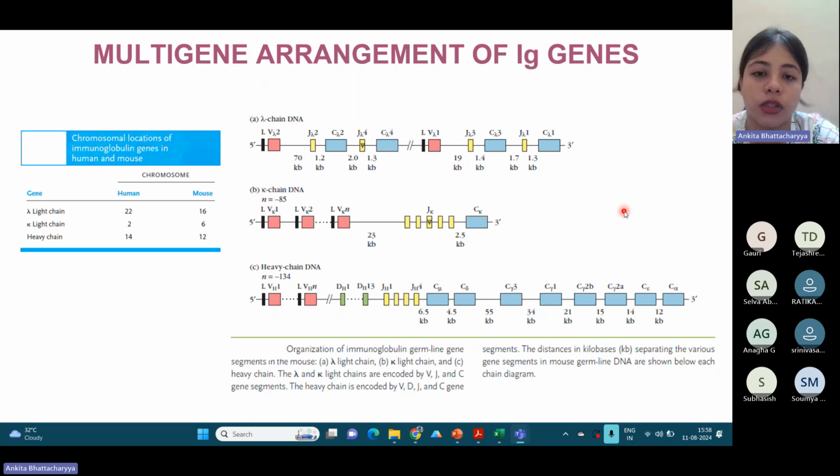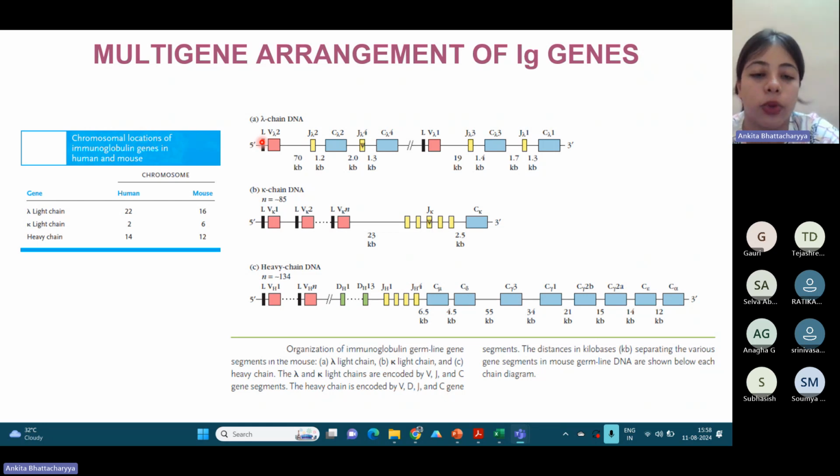So I'm not going to repeat the same thing, but if you just glance at it, you see that kappa chain DNA has only one constant region, and all of the J regions are clubbed together. On the other hand, for lambda chain, every V region is interrupted by J regions which are together. And at the front, you see the presence of the leader sequence.